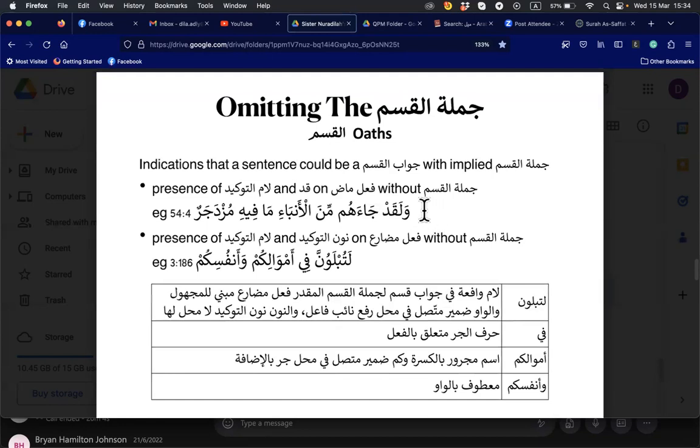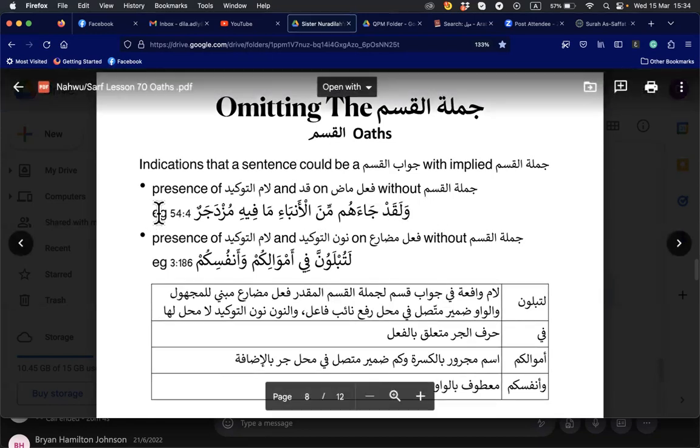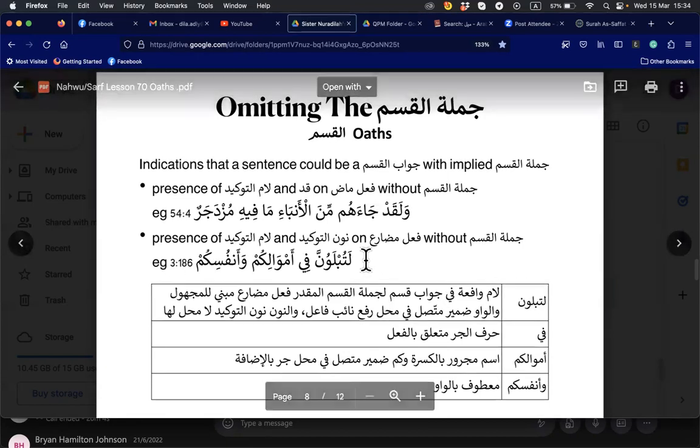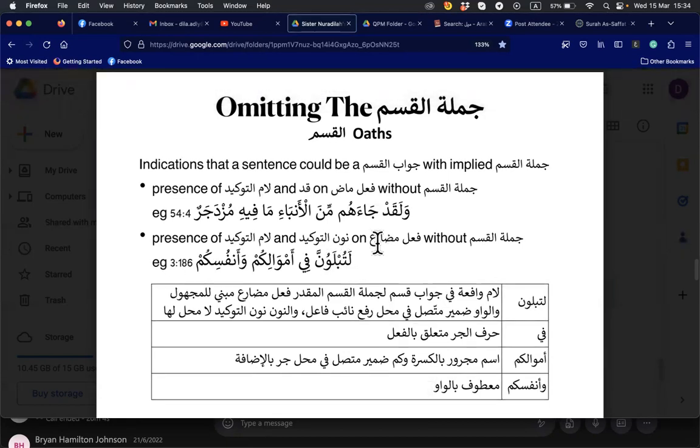So for example here we have walaqad. Obviously we have to go back to the starting of the surah to know that actually there was no qasam there. Same thing here with Surah Ali Imran, latublawunna. There was context before that; we have to double check whether there was a qasam or not. So these are examples where we know there actually is not. For this kind of example, you will see some Arab books mention that the lam is lam waqi'ah in a jawabul qasam to a jumlah qasam that is muqaddar, which is implied.